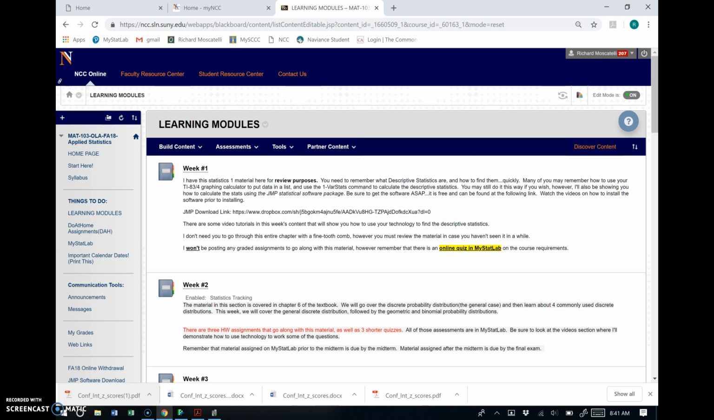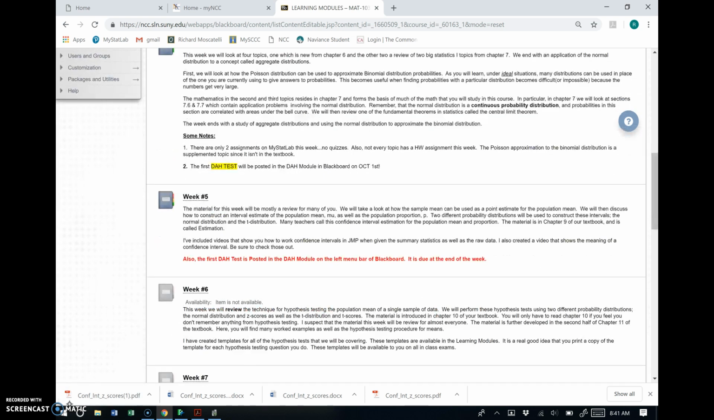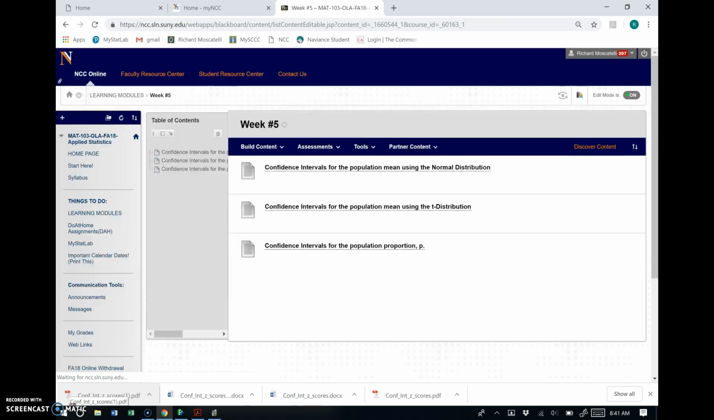All right, so in the Week 5 learning module, I put up 3 PDFs, one for each of the 3 types of confidence intervals. And now this is all review, to be honest with you, from Statistics 1. This is confidence intervals for the population mean and population proportion, but this is on a single sample of data.